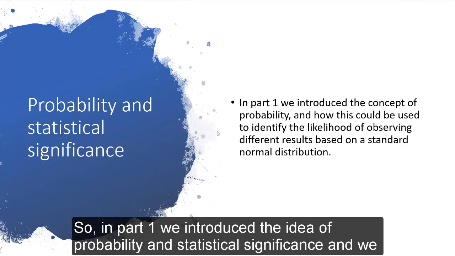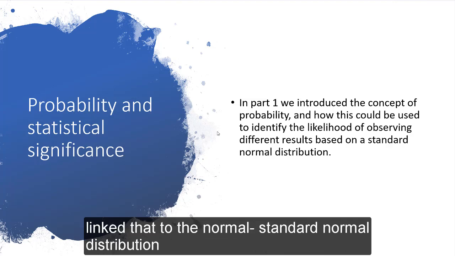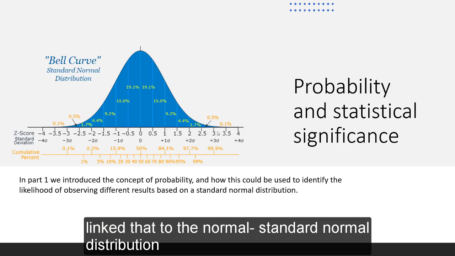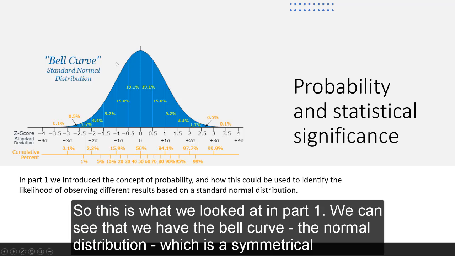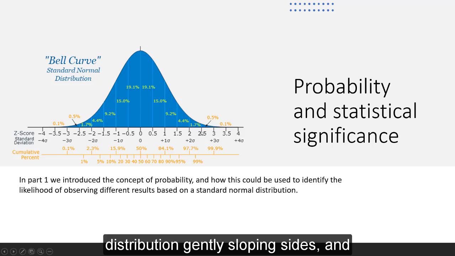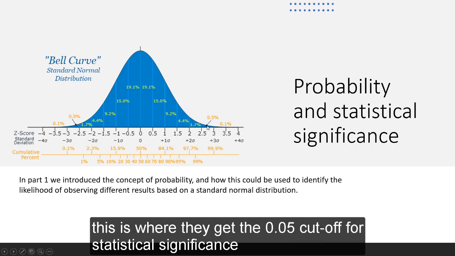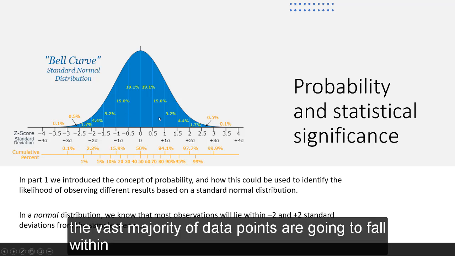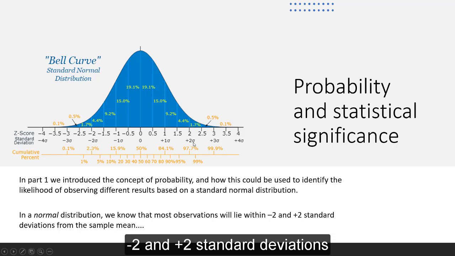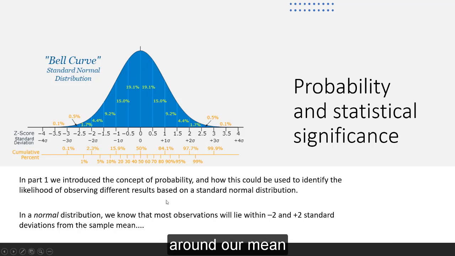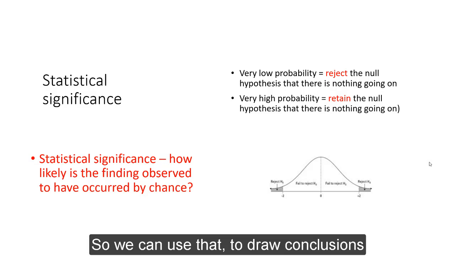So in part 1 we introduced the idea of probability and statistical significance, and we linked that to the standard normal distribution. This is what we looked at in part 1. We can see that we have the bell curve, the normal distribution, which is a symmetrical distribution with generally sloping sides. We can see the values in the tails are far less likely to occur by chance, and actually this is where we get the 0.05 cutoff for statistical significance. So we know that within a normal distribution, the vast majority of data points are going to fall within -2 and +2 standard deviations around our mean. So we can use that to draw conclusions.